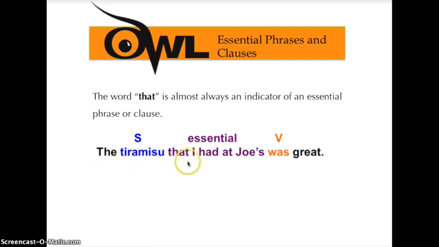The tiramisu that I had at Joe's was great. If I say the tiramisu was great, I don't know what tiramisu was great. Was it any kind of tiramisu? No, it was the tiramisu at Joe's. So this is a very important essential clause in the sentence. Remember, when we have an essential clause, we do not use a comma.